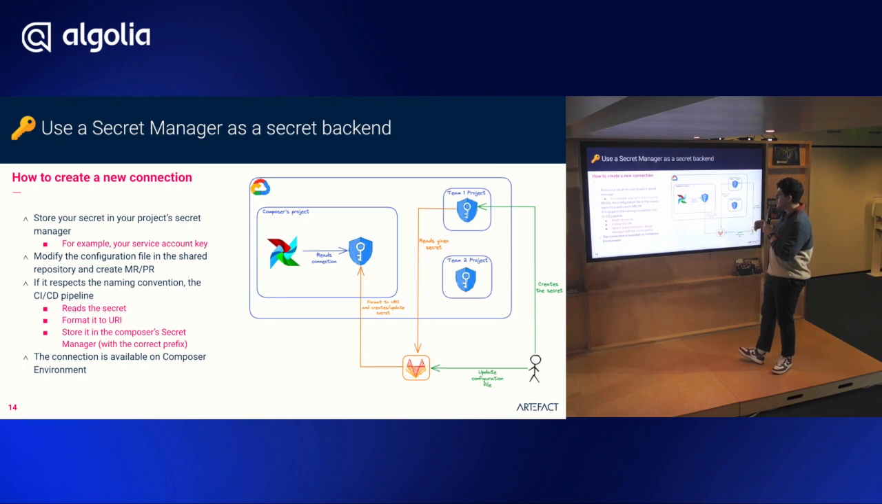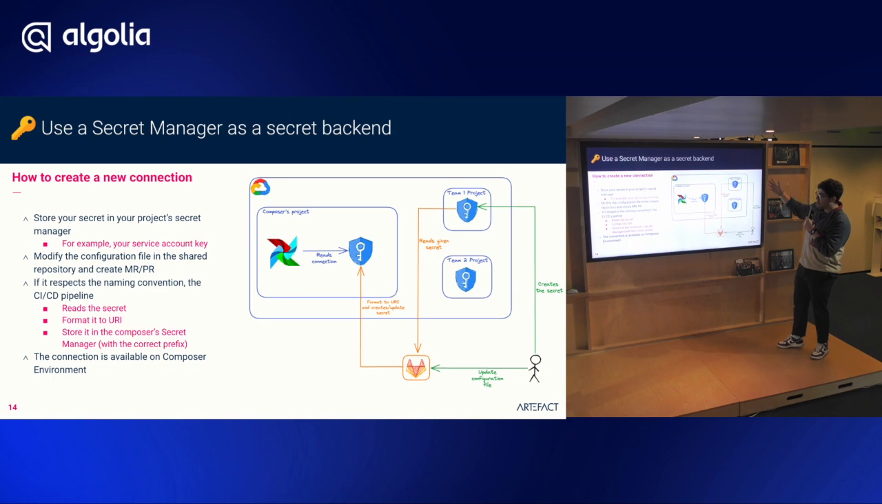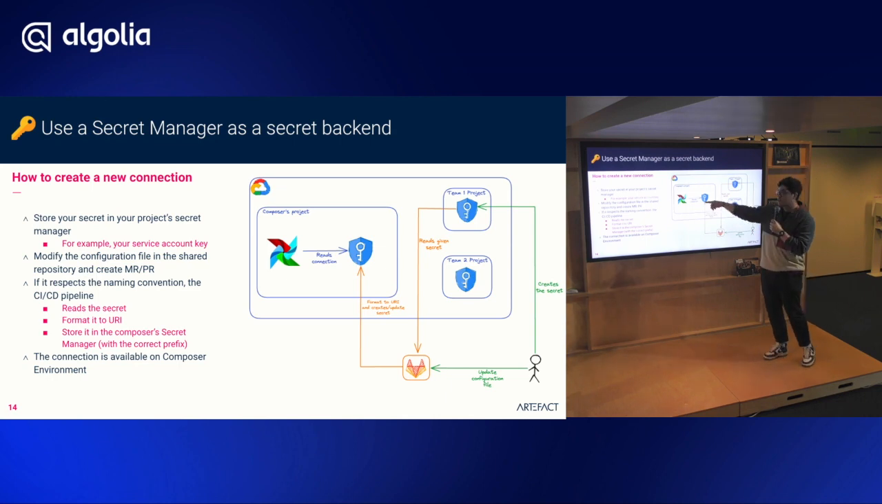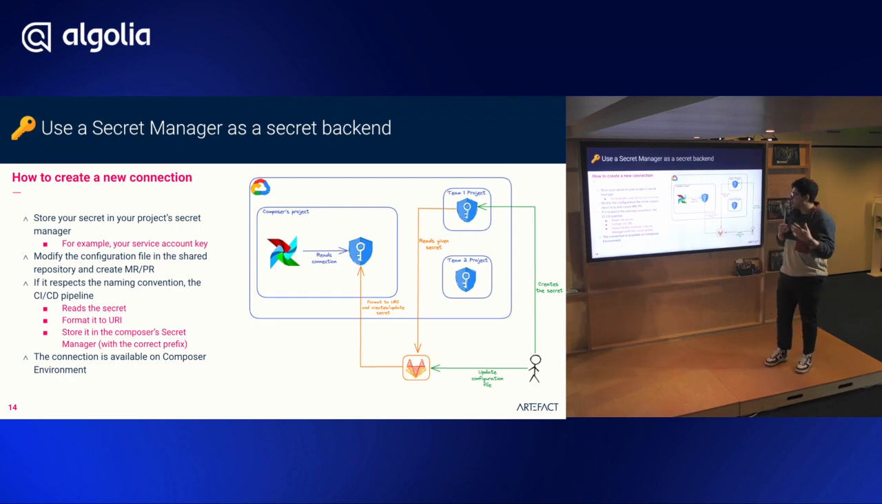So what happens is, as we can see on the right, teams are going to create a secret in their own GCP project, for example the credential they want to use in Airflow. And then they're going to change a configuration file, which is in a shared repository. The secret is not in the configuration file. It's a pointer to the secret in the project, just FYI. And then they're going to create a merge request, because we're on GitLab, or a pull request. And then it's going to be reviewed by the core team to make sure they respect the naming convention, for example.